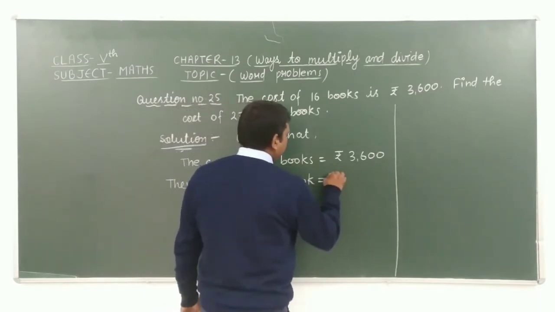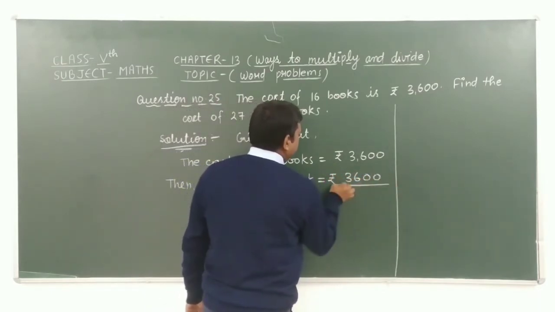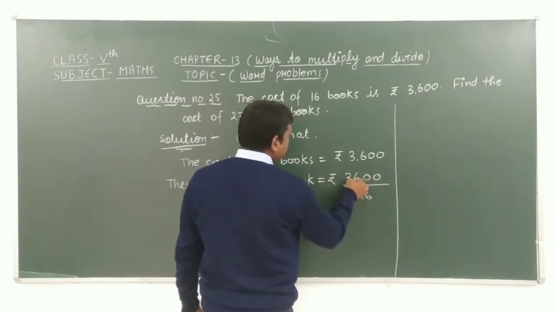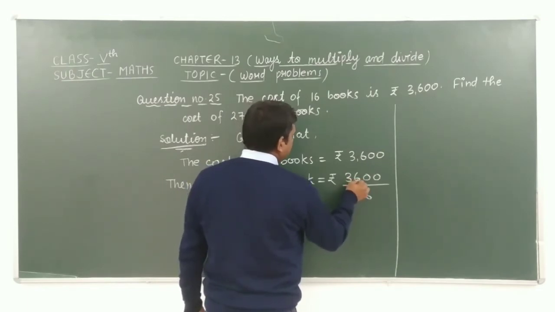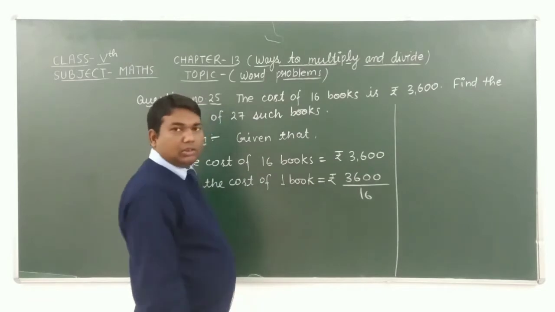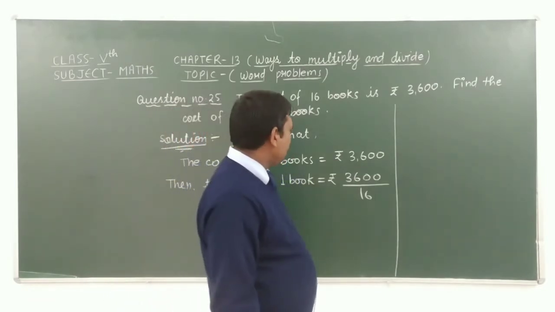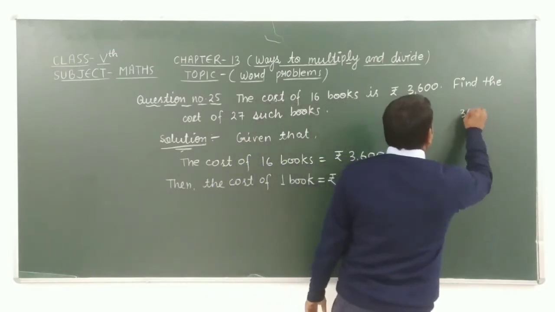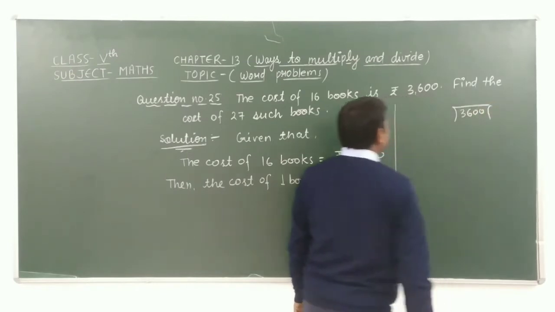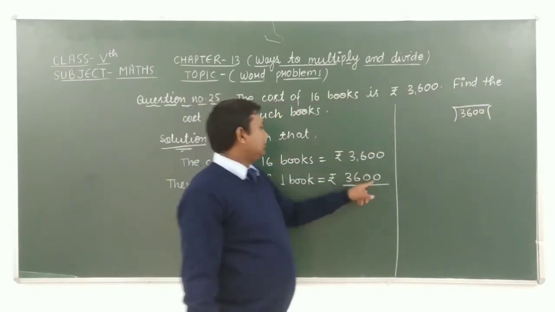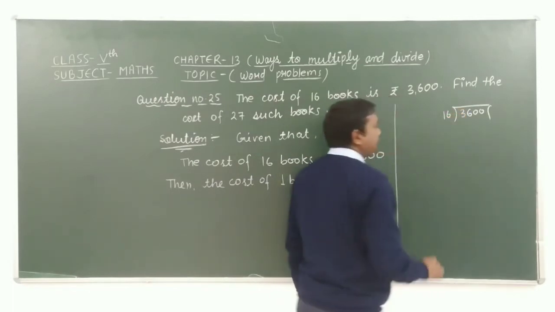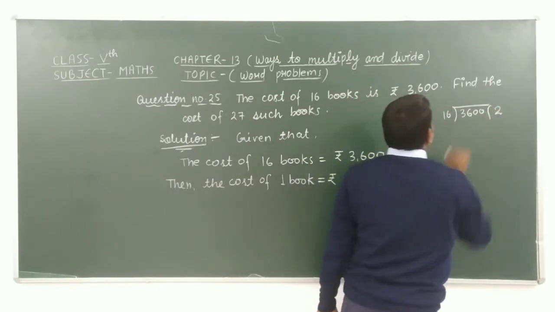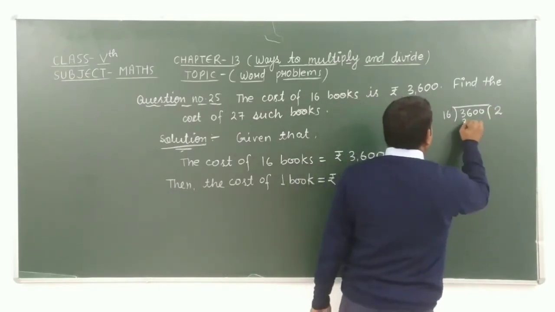Okay, look at here carefully. We can write here rupees 3600 by 16. It means 3600 over 16. Okay students, now we have to take arrangement for division of 3600 by 16. Okay students, recall table of 16. 16 twos are 32.